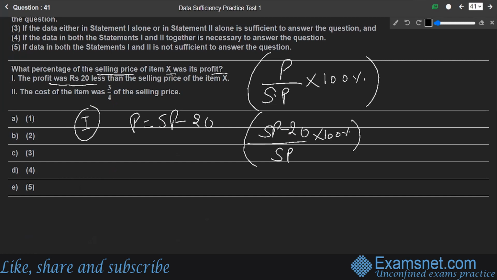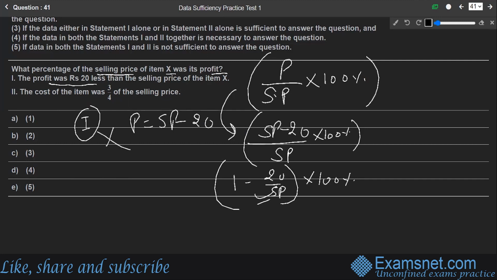Let us try to solve. Okay, the profit was 20 less than selling price, so selling price minus 20 over selling price into 100%. We are supposed to find out what percent of the selling price of the item was its profit. So if we have done this replacement, can we solve this question in terms of percentage? So clearly it becomes SP by SP is 1 minus 20 by SP into 100%. The value of selling price is not known to us, so we cannot tell the exact value of the percentage of the profit.